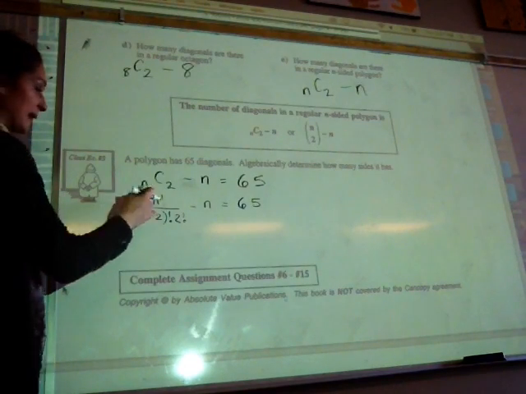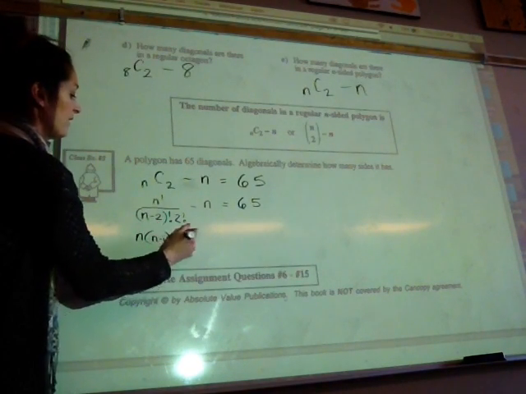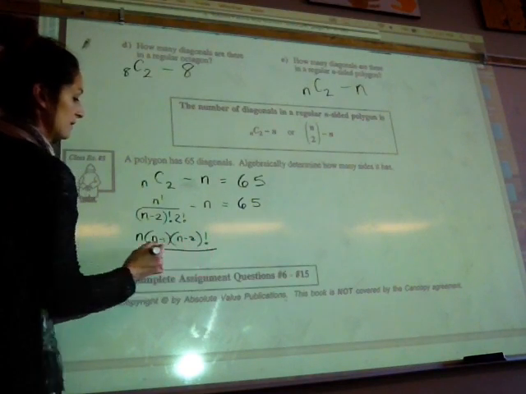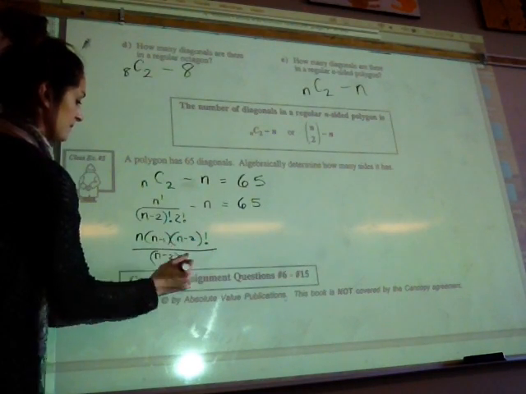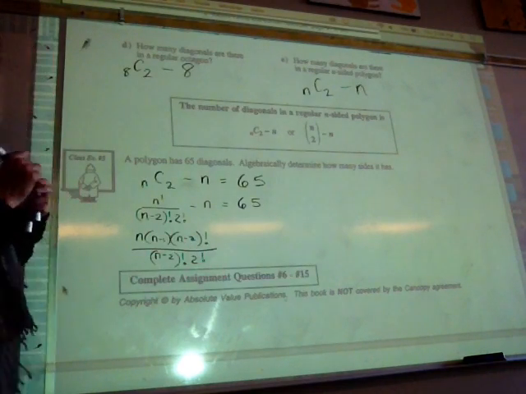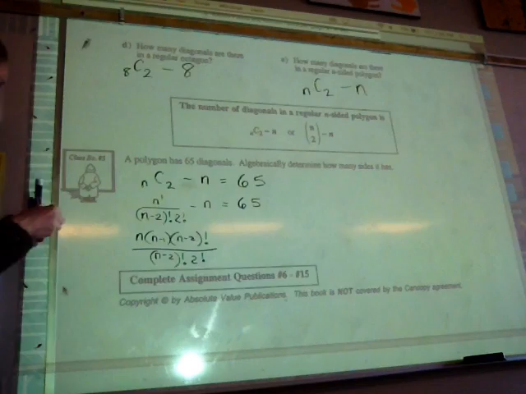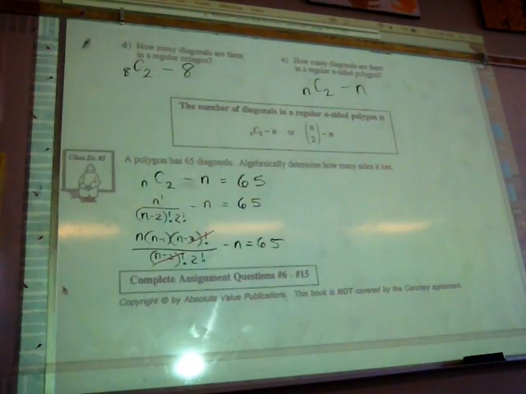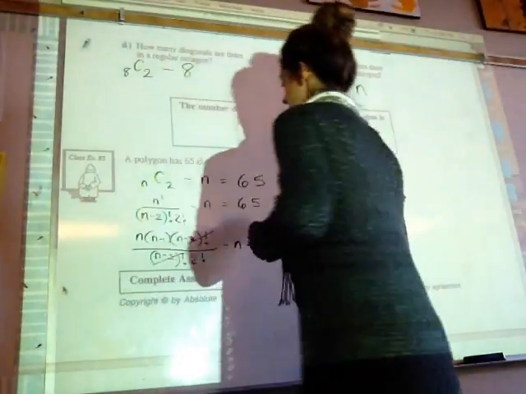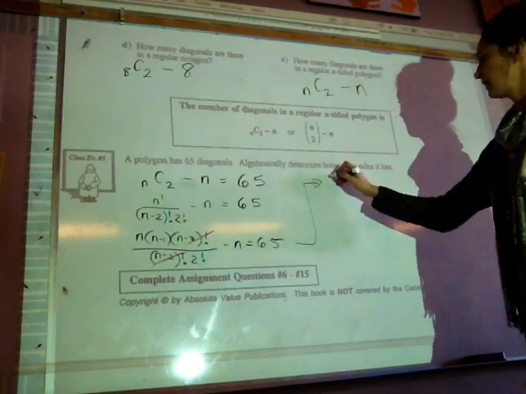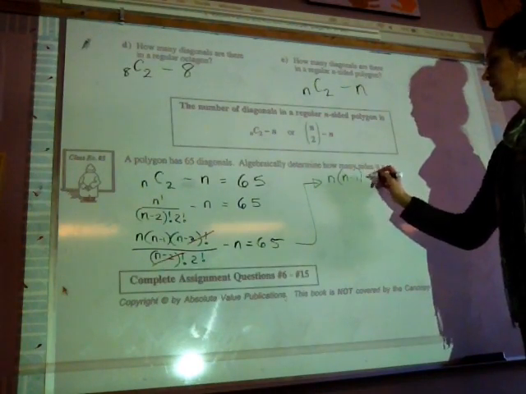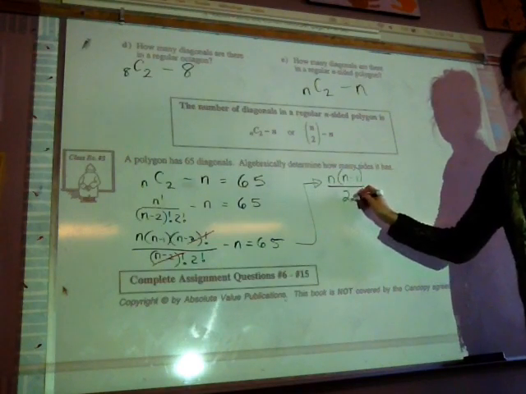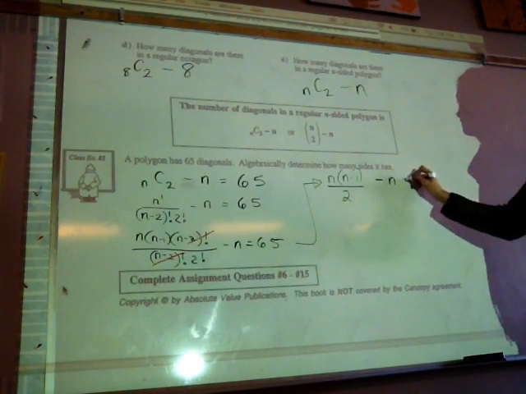n factorial can be expanded to n times n minus 1 times n minus 2 factorial. And we see that the n minus 2 factorials will cancel out. And don't forget we had minus n equals 65. So I'll just clean things up. We now have n times n minus 1 divided by 2 factorial, which is really just 2, minus n equals 65.